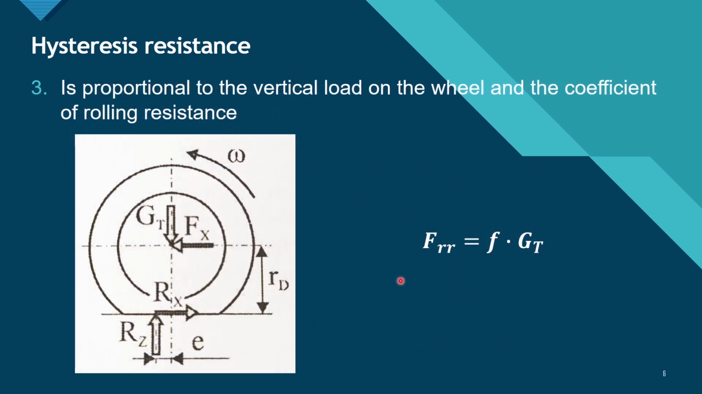The hysteresis resistance is proportional to the vertical load on the wheel and the coefficient of rolling resistance f. We already talked about it. So it basically means that the vertical load on the tire, aka the percentage of the vehicle's weight that is distributed on the given wheel, times this coefficient is basically the rolling resistance. So the rolling resistance depends on the rolling resistance coefficient and the vertical load that's exerted on the tire. In other words, the vehicle's weight, right?